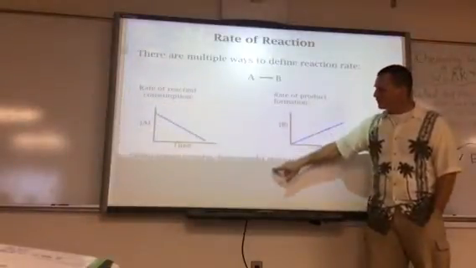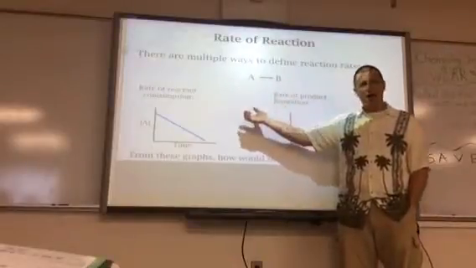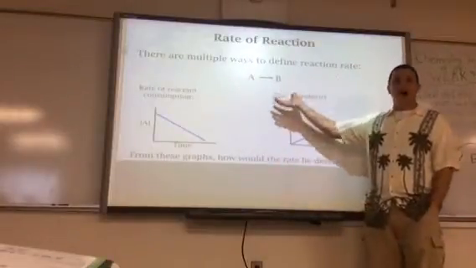The graphs would look different because for A, the concentration starts high and then goes down. For B, you start with none and then it goes up.